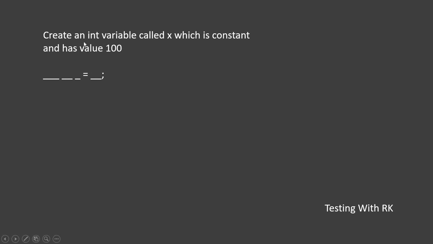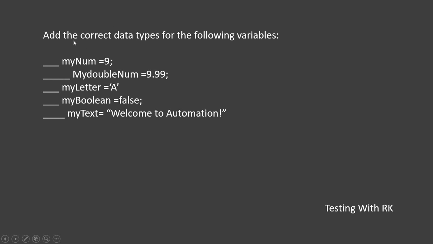So I would like you to create an integer variable called x, which is a constant, and assign a value of 100 to it. Pause the video, write your answer, and when you're ready, play it. So the answer is const int x = 100. Cool.